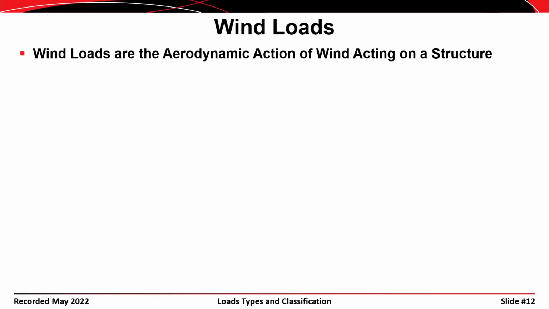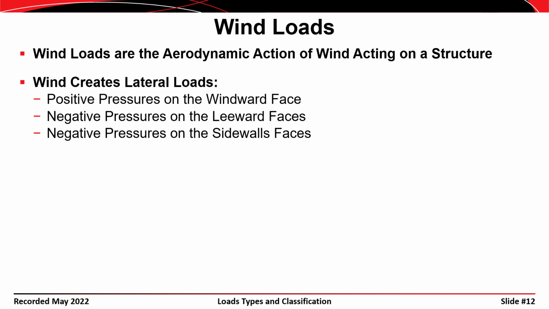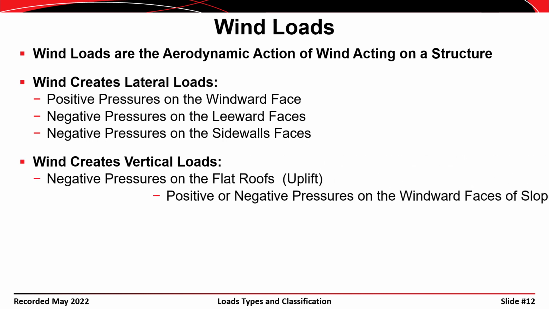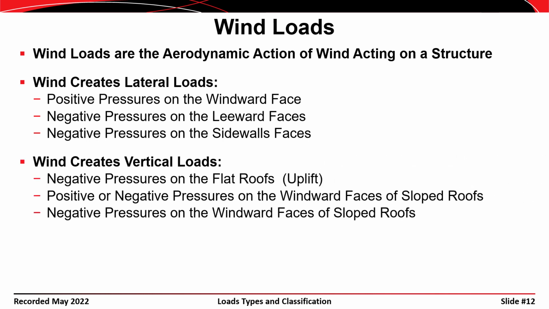Okay, wind loads are basically the aerodynamic action of wind acting on the structure. Wind creates both lateral loads with a positive pressure on the windward face and negative pressure on the other three faces of the building. And it creates vertical loads as well. It creates negative pressures on flat roofs. So when a wind passes over a building with a flat roof, it creates uplift. It creates either positive or negative pressure on the windward faces of sloped roofs, like a gable roof on a house, and it creates a negative pressure or an uplift on the leeward face of a sloped roof.